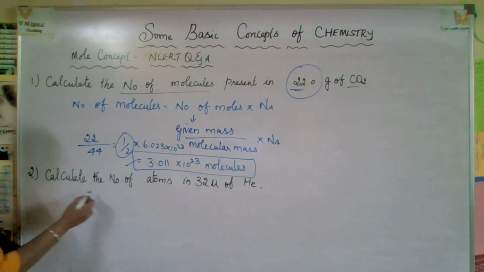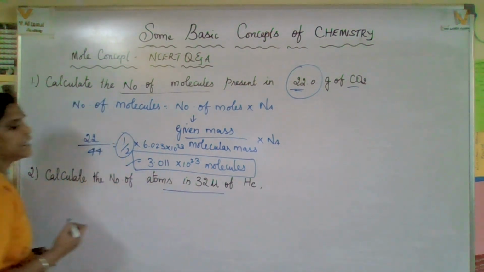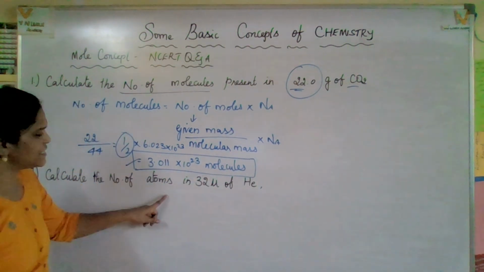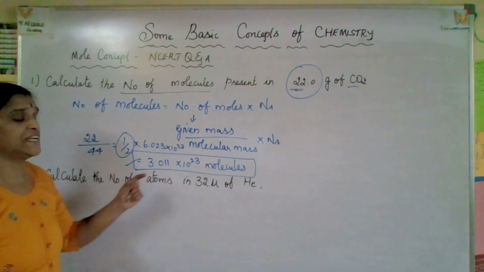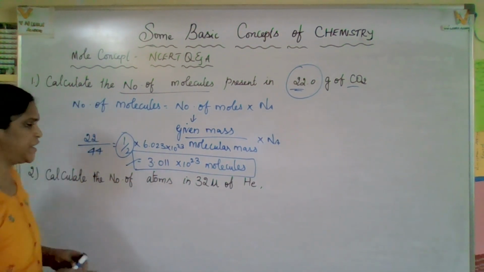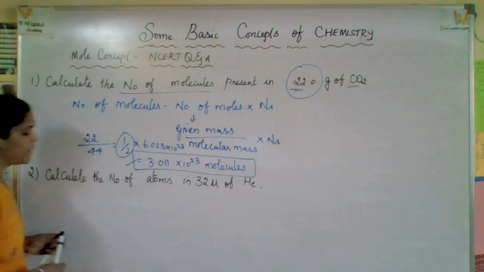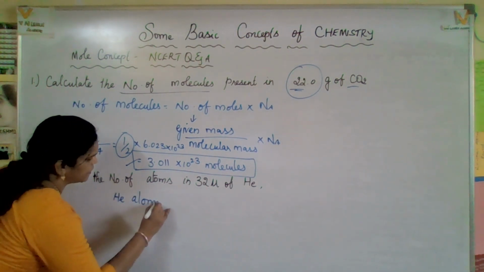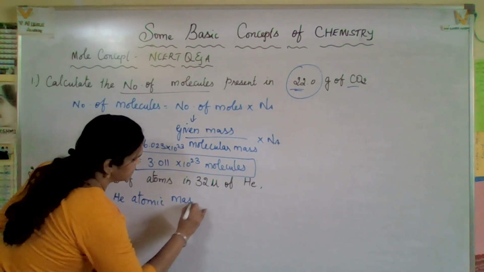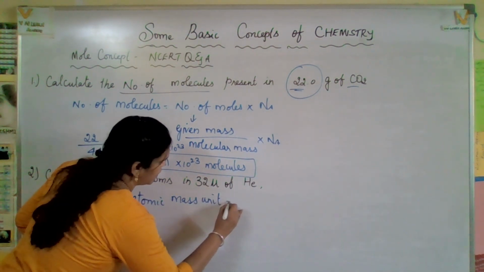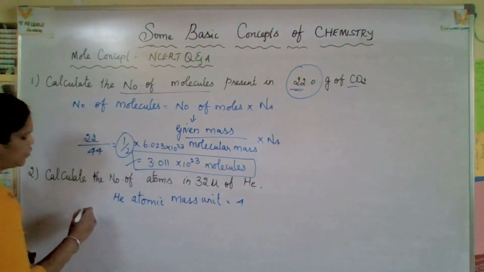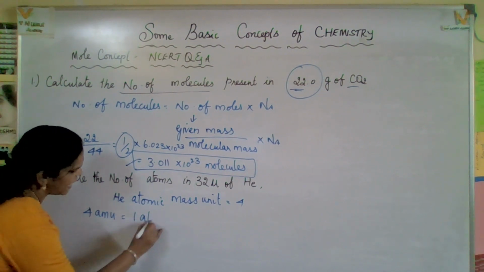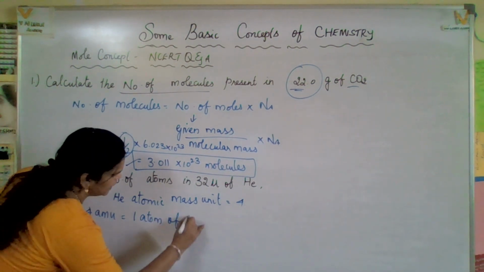Okay, now next one: calculate the number of atoms in 32 unit of helium. Something different, the unit they have given is AMU, atomic mass unit. Now, helium atomic mass unit equal to 4. So 4 AMU equal to 1 atom of helium.